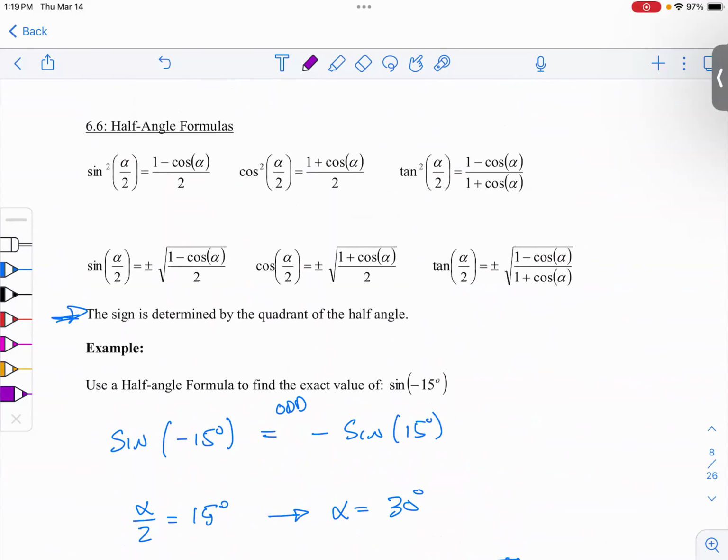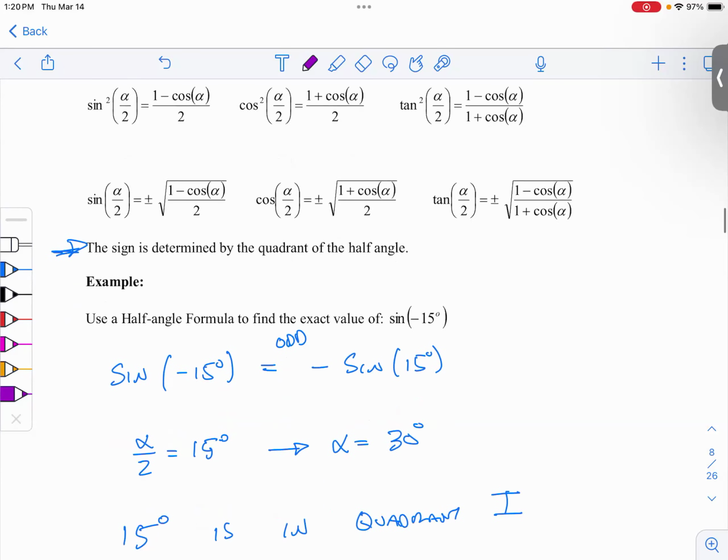And this is the big part. The sign is determined by the quadrant of the half angle. So this plus or minus. In quadrant 2, is sine positive or negative? Positive. Since we're going to do cosine, might as well do that at the same moment. Is cosine positive or negative? Negative. So for the one we're doing, part C, this is a plus. For part D, this is going to be a minus. That's the most annoying part.